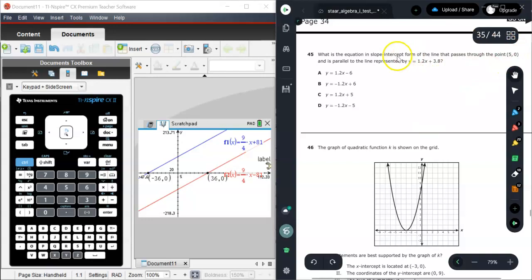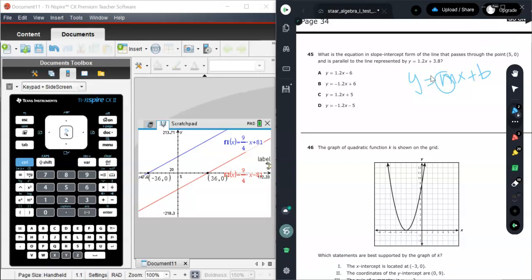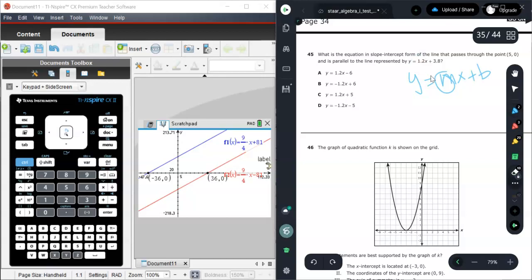What is the equation in slope-intercept form of a line that passes through the point (5, 0) and is parallel to the line y equals 1.2x plus 3.8? Now remember, perpendicular we just talked about is opposite reciprocal slopes. Again, we're looking at y equals mx plus b. m is your slope, that's your focus. The slope of the line here is 1.2.